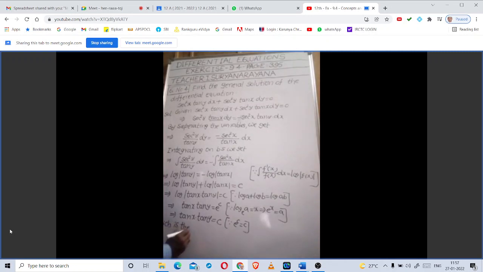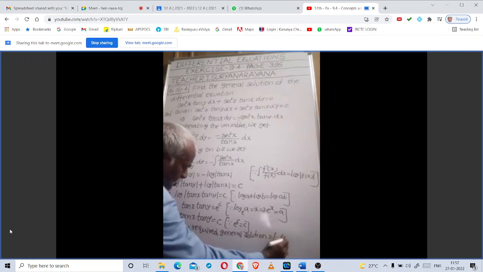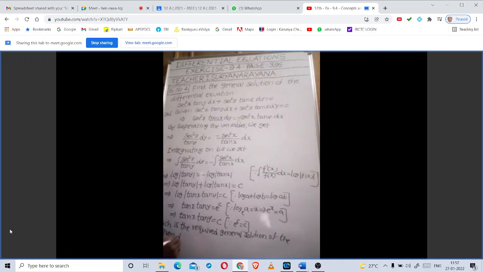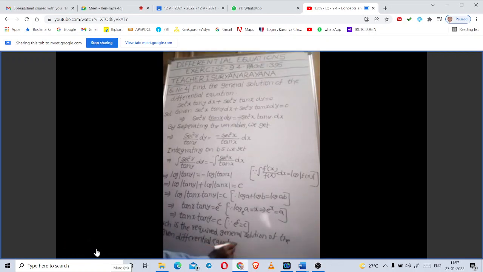Which is the required general solution of the given differential equation. Understood this point, my children? Right.